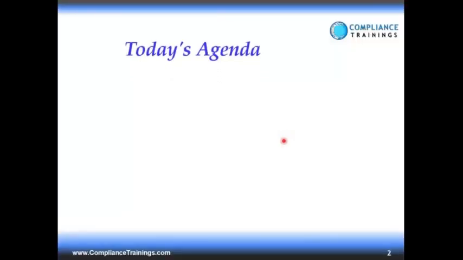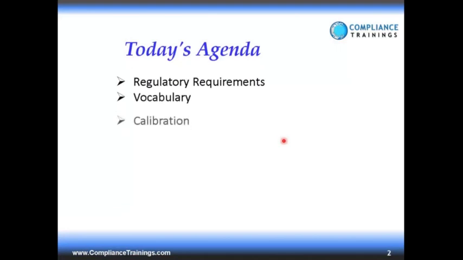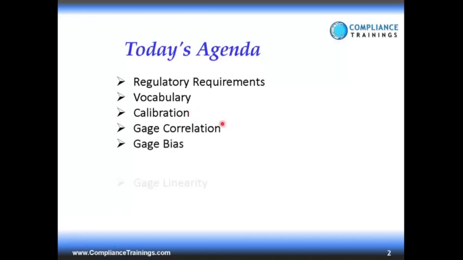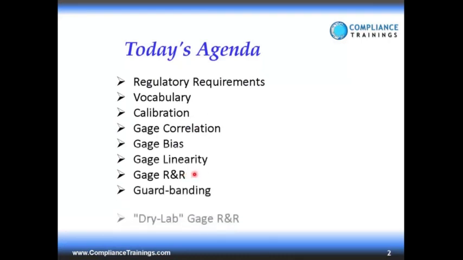So the agenda today, we're going to start talking just a very little bit about regulatory requirements and vocabulary, calibrate, and then we're going to talk about the various topics: calibration, correlation, bias, linearity, and then we'll spend the most time on Gage R&R. And then we're going to apply that to QC specs in the topic of guard banding. And then a relatively new topic, we're going to look at how you can do a dry lab, which is sort of a short version of a Gage R&R.